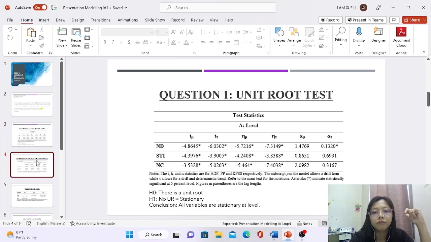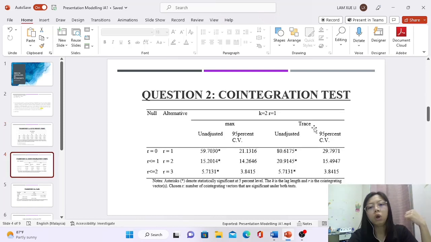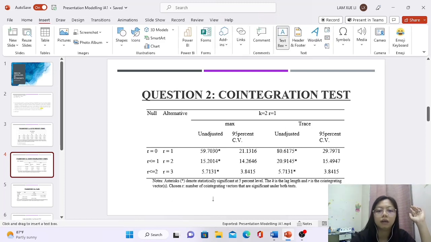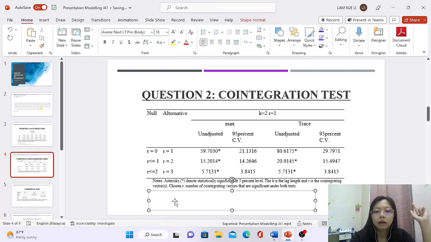So now we move on to question 2. Question 2 is about the co-integration test. The co-integration test is very important for us to determine the long-term relationship, whether the variables have a co-integrating vector or not. So in this case, I use the Johansen-Juselius co-integration test.